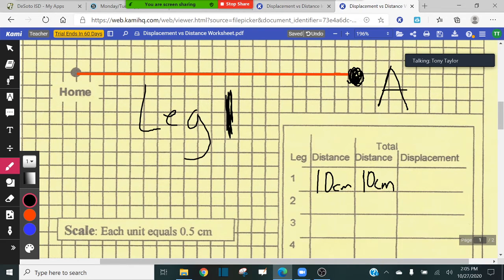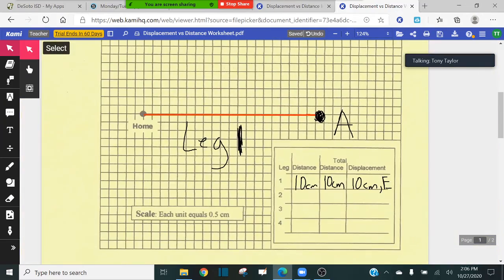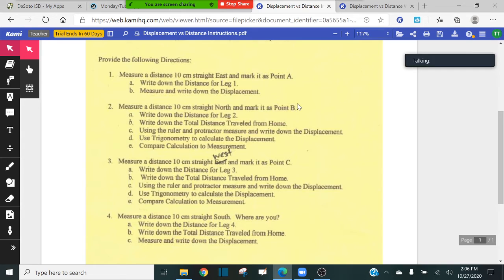So the total ground we covered is 10 centimeters so far. And then what is our overall displacement? 10 centimeters toward the east. Okay, because that's our displacement. Remember, in this case, our stopping point is to the east of our starting point. So that was pretty much all we had to do for step 1. Okay, let's keep going to step 2.